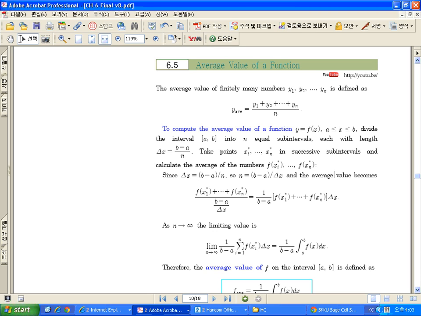Okay, I think that's the end of section 6.4. We now have 6.7. Are there any questions on work?